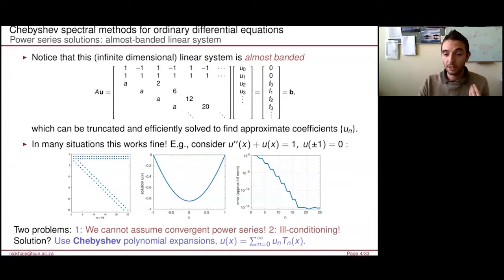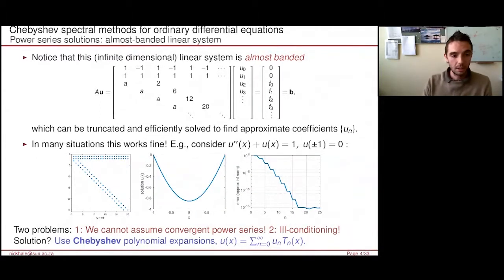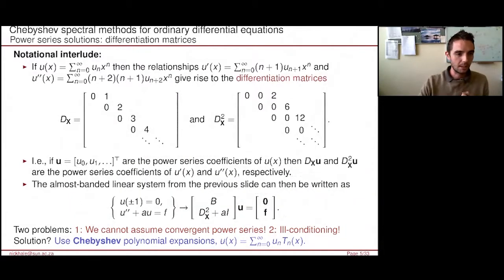Okay, so what's the solution? Well, it says here the solution is we're going to use, rather than the monomial series expansion, a Chebyshev series expansion. And I'll get to that in a moment. I just want to introduce, before I do that, some notation for the same problem we just spoke about. Okay, here we go. So this is my notational interlude.